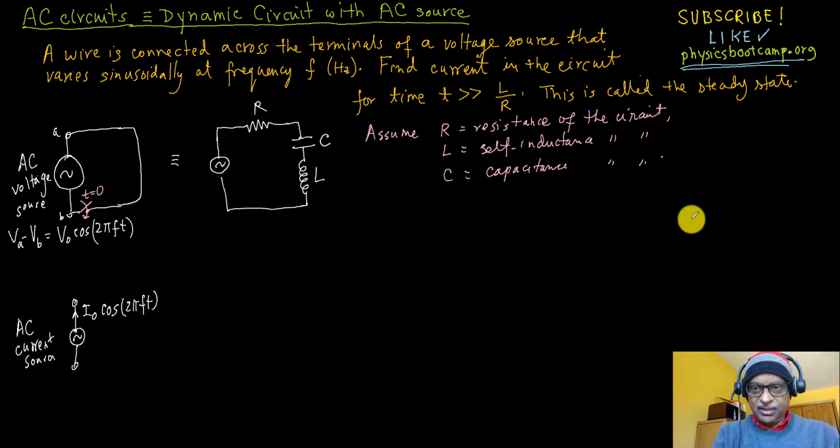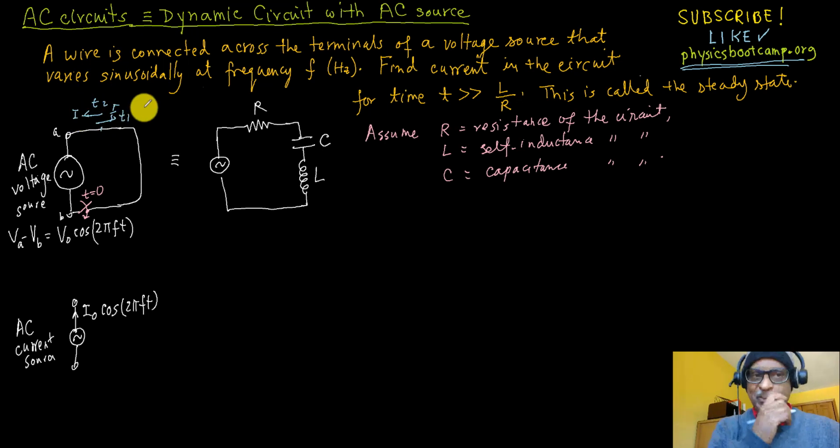AC stands for alternating current, meaning the direction of the current goes back and forth. The current direction at one time would be this way. Say T1, some other time, if I look at the same point, the current will be that way. So the direction of the current depends on time. So clearly, current is changing.